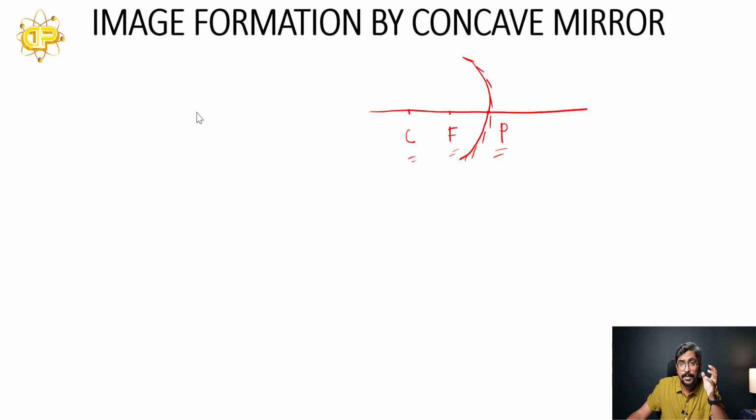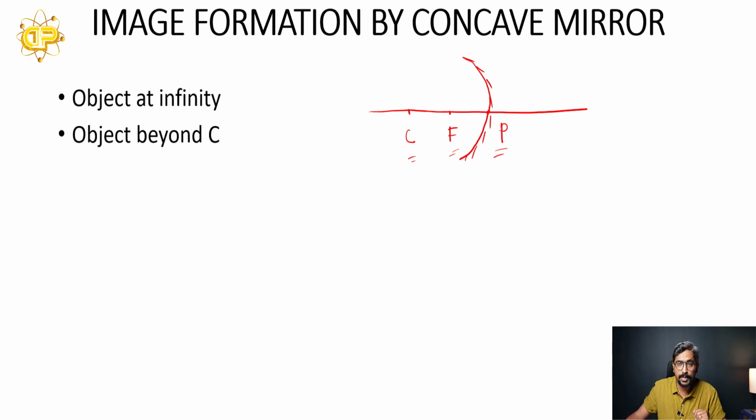The first position is the simplest one, that is, we are keeping the object at infinity and seeing where the image is formed. Infinity is somewhere beyond the sphere of influence, so it can be anywhere beyond it. So that is one case. The second case is that we are keeping the object beyond C, between C and infinity. So those are the 2 cases that we are going to learn first: object at infinity, and next, the object beyond C.